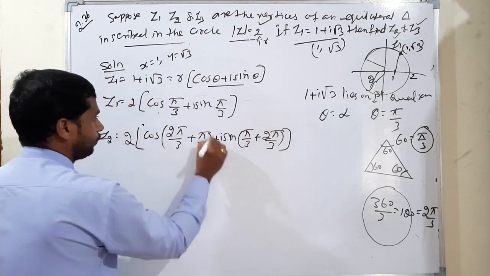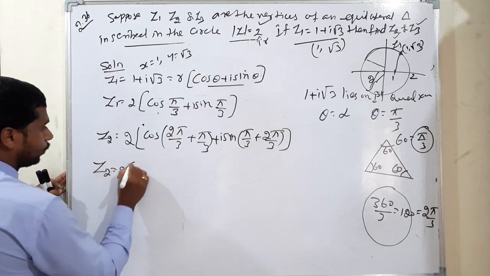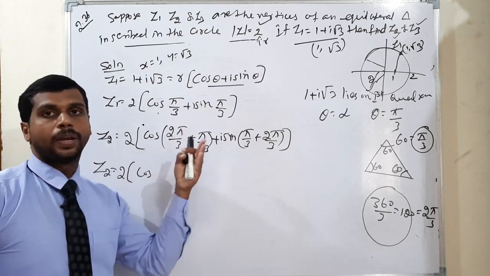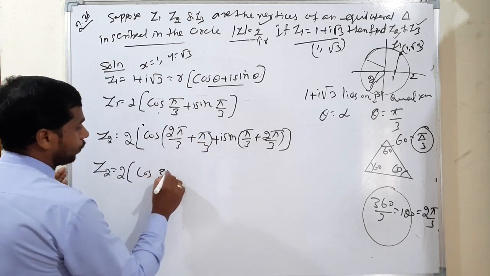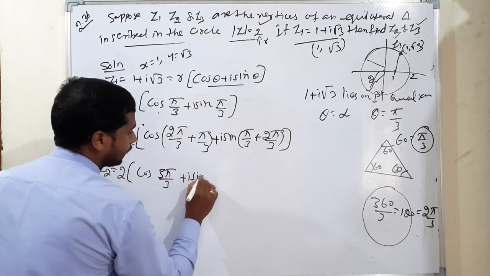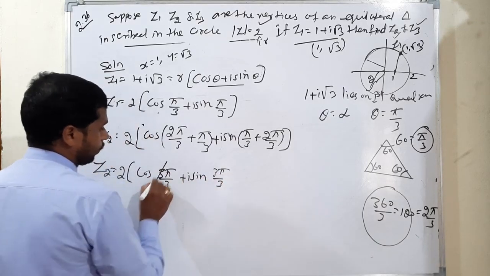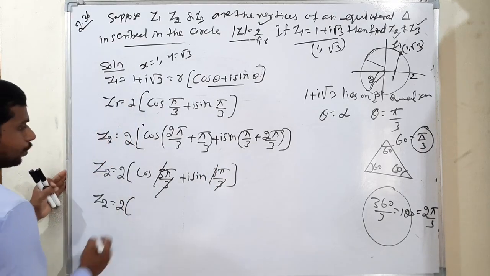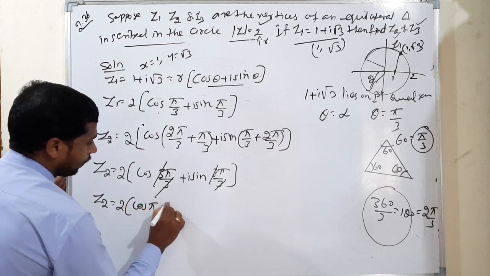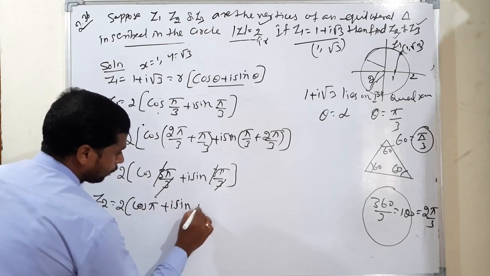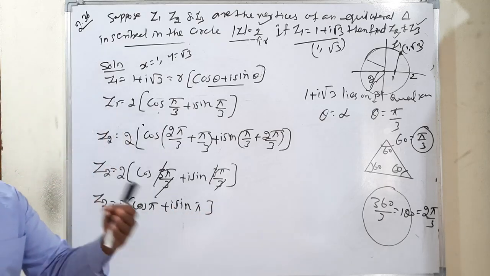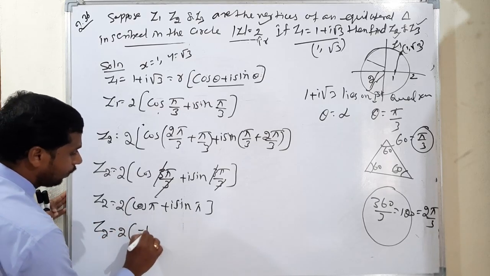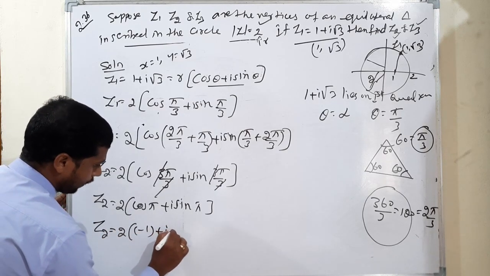Therefore, Z2 is equal to 2 of cos common denominator. Common denominator means just add the numerators: 2 pi plus pi means 3 pi. So, cos 3 pi by 3 plus i sin 3 pi by 3. So, 3 cancels, again 3 cancels. Then, Z2 is equal to 2 into cos pi plus i sin pi. Cos pi value will be minus 1, sin pi value will be 0. Therefore, Z2 is equal to 2 of cos value minus 1, sin pi value will be i into 0.